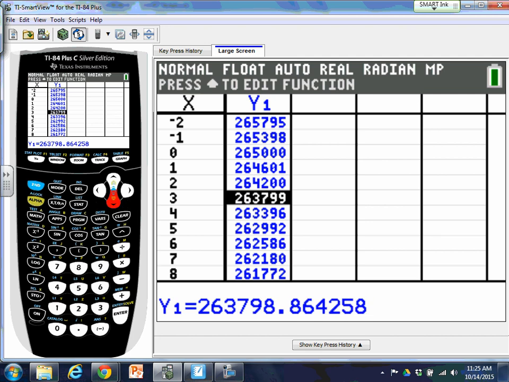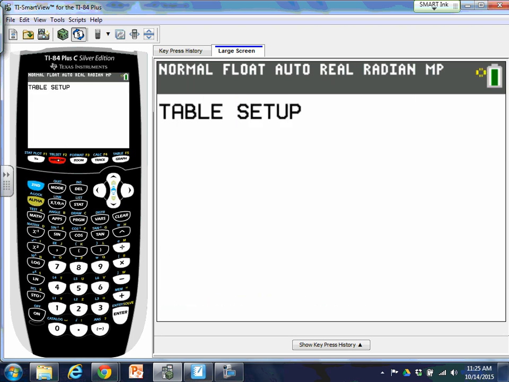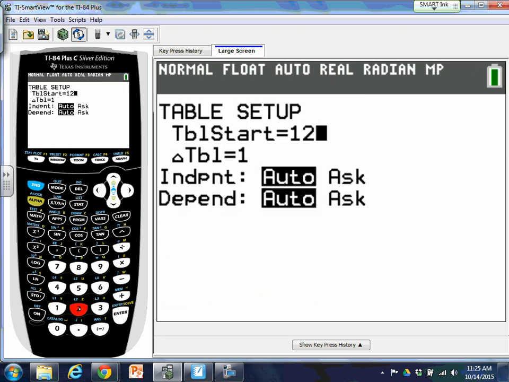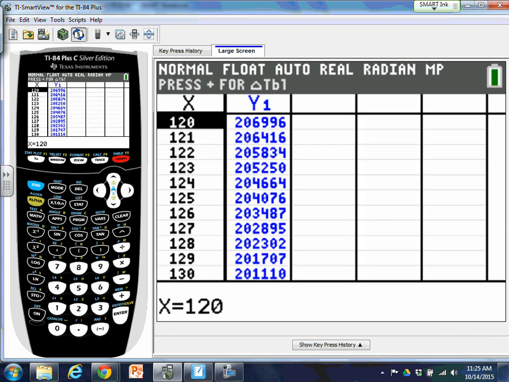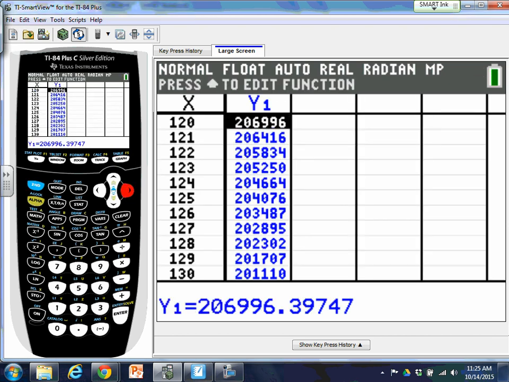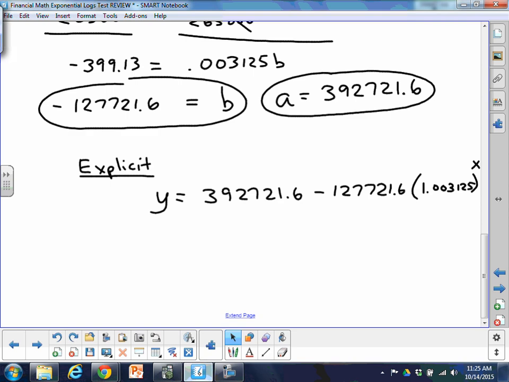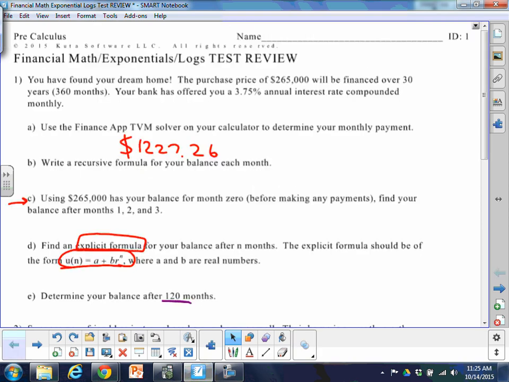And then what I could do is just follow this table down into 120 months, or the shortcut is go to the table settings and just start at 120, and then go back to the table. And that should be your answer for that question about 120 months. Okay, so we would still owe over $200,000 after 120 months. So that's what I was looking for in part E.